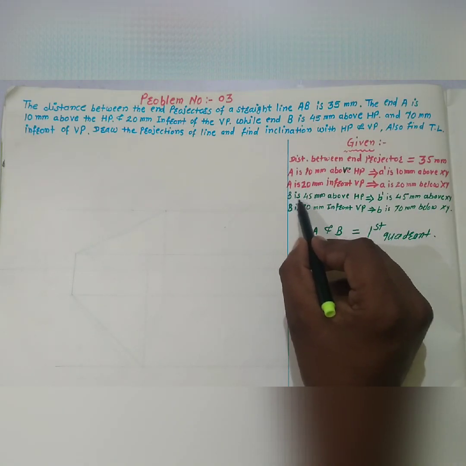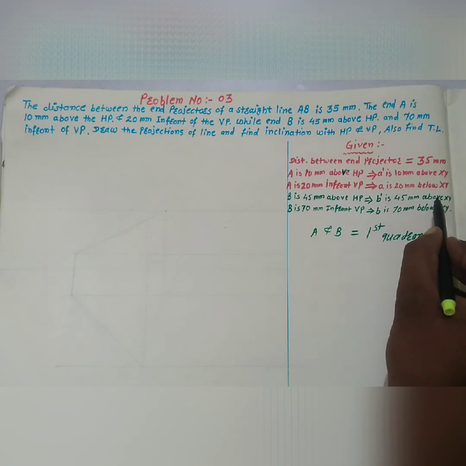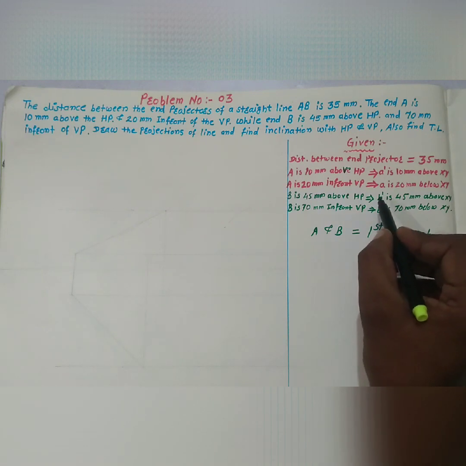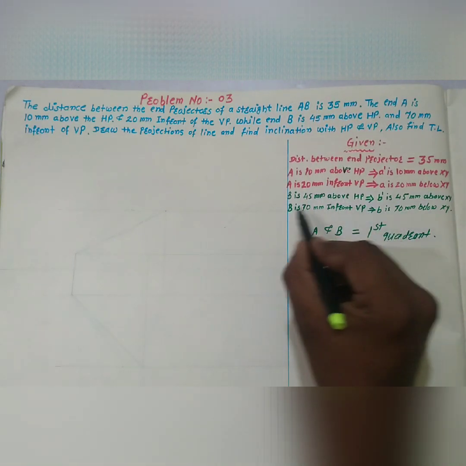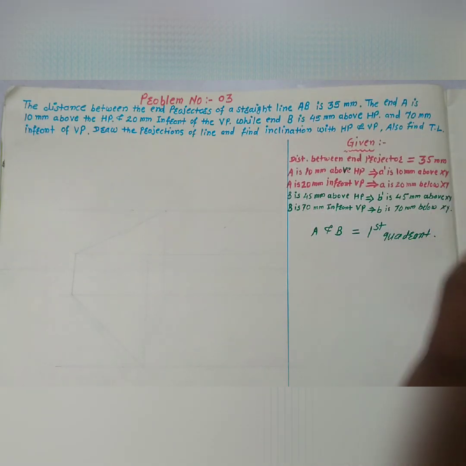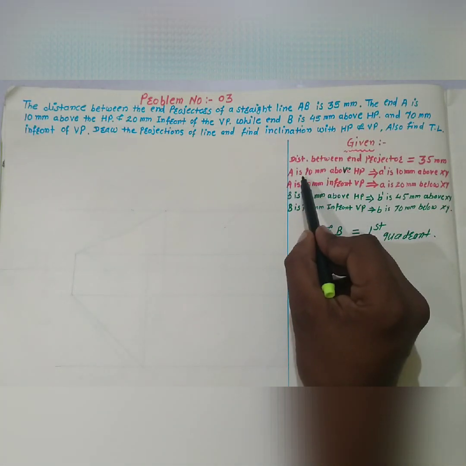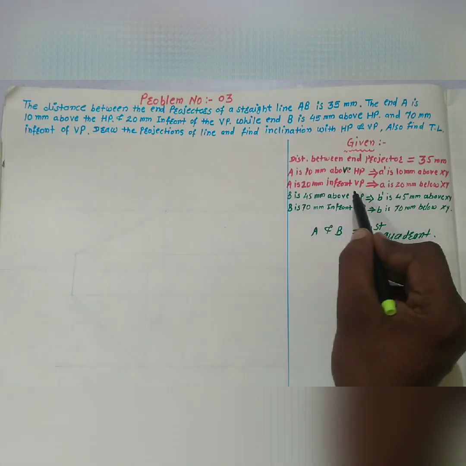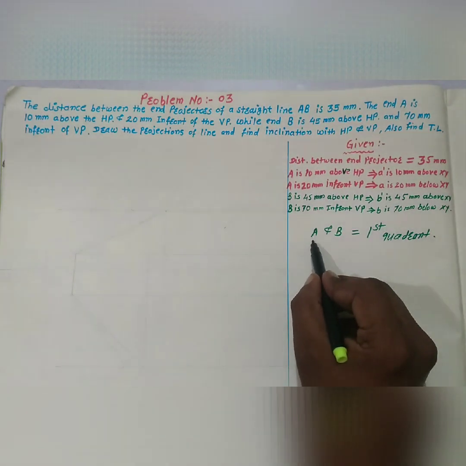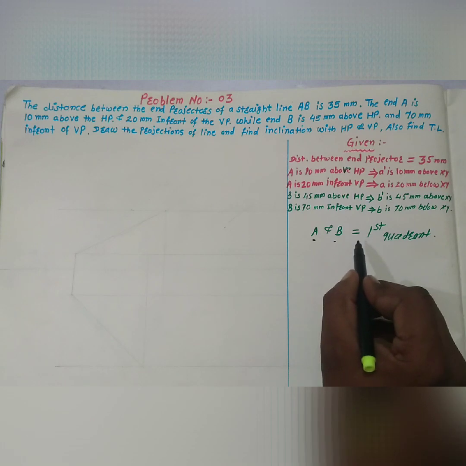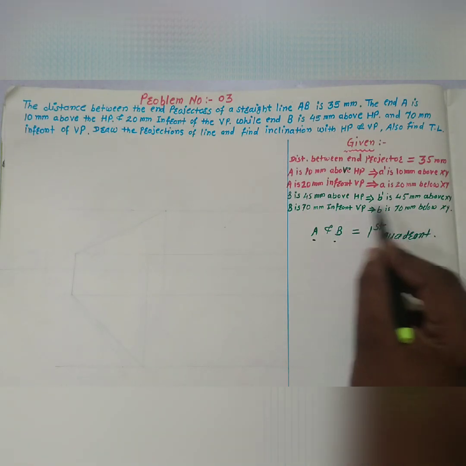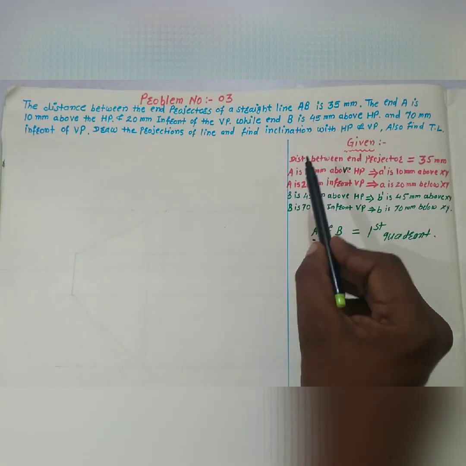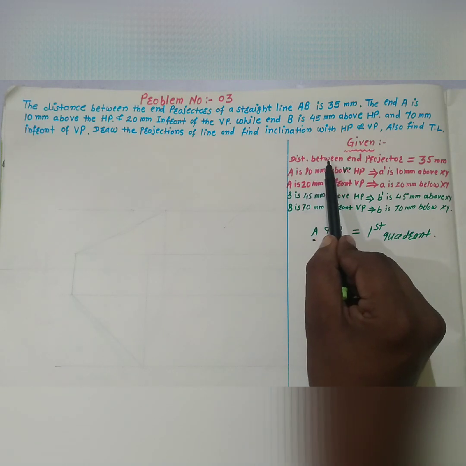Similarly, for point B, we draw 45 mm above the XY line and 70 mm below the XY line. The front view of point B is B dash and the top view of point B is small b. As given in the problem, point A is above HP and in front of VP. Similarly, point B is also above the HP and in front of VP. That means both points A and B must lie in the first quadrant. So according to the first quadrant, we have to solve this problem.